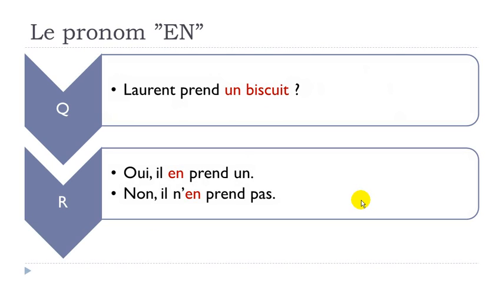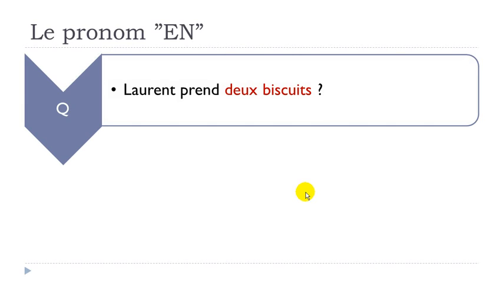Oui, il en prend un. Non, il n'en prend pas. So remember, we saw that previously. If you've got un biscuit, in that case, you've got to state the amount here. Un. Okay, so in that case, it's masculine. Un biscuit, so it's un. Oui, il en prend un. Okay, so you put en before the first verb. Non, il n'en prend pas.